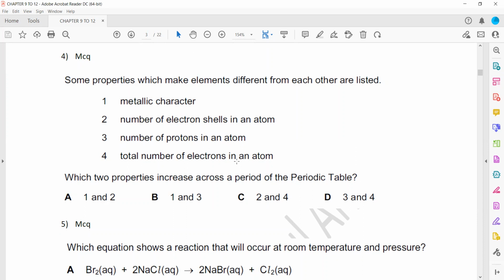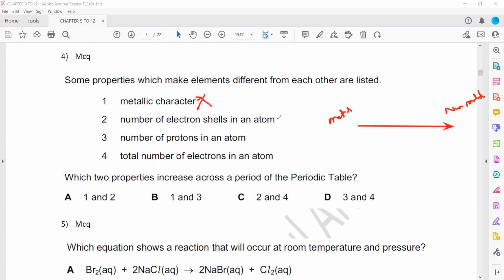Some properties which make elements different from each other are listed: metallic character, and which properties increase as we move across the period. In a periodic table, on the left hand side you will find mostly metals. On the right hand side you will find non-metals. So what happened to metallic character? Metallic character does not increase, the metallic character decreases.